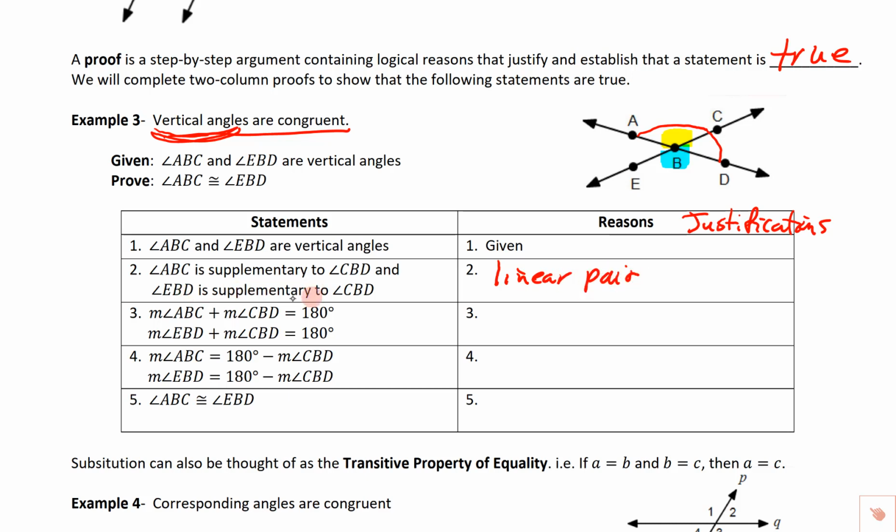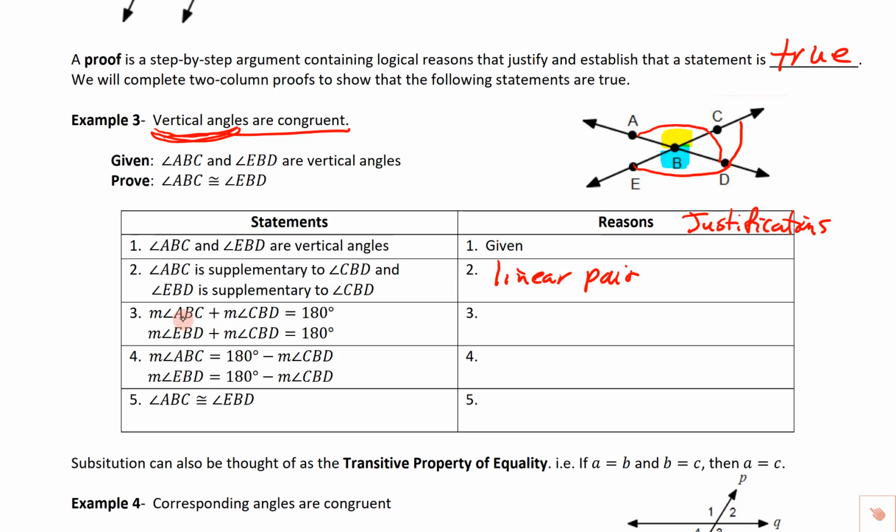And then the other statement here is that EBD is supplementary to CBD. So EBD, this one right here, is supplementary to CBD, the same one over here. So notice how these overlap. They're both using angle CBD, this little sliver of an angle right here, to supplement this big angle to make the straight line, okay, to make it so that it's supplementary.